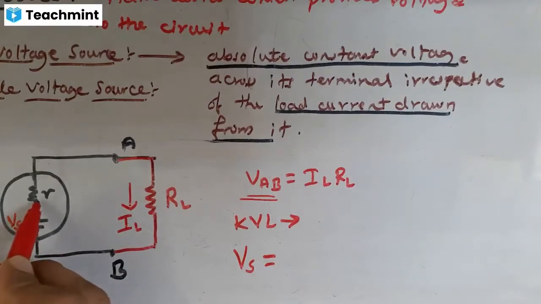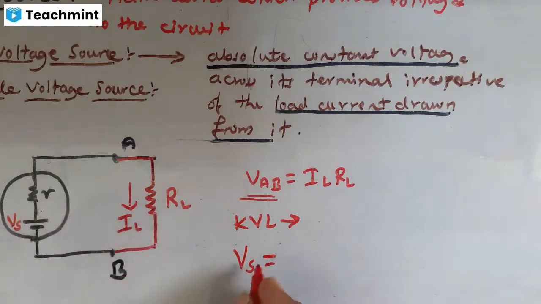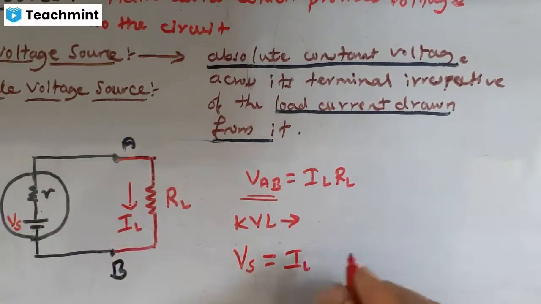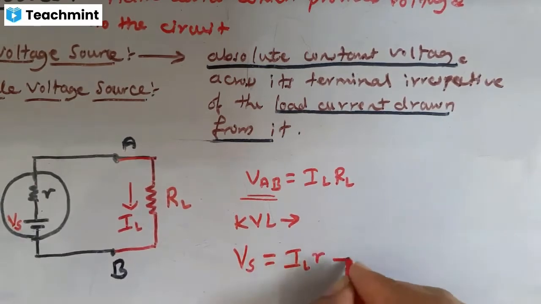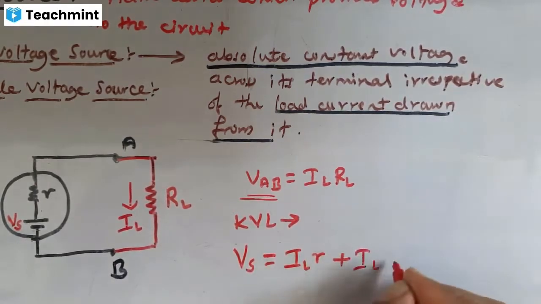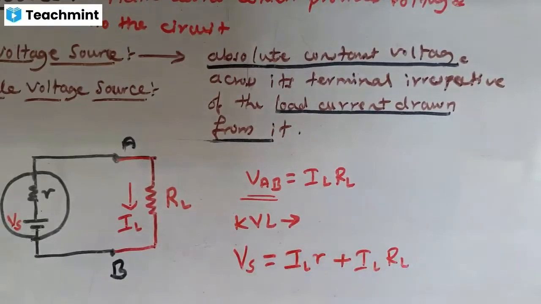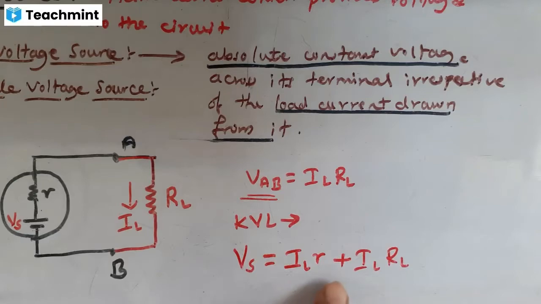IL is flowing in R also and RL also. So Vs equals to IL into small r plus IL into capital R. This is what your KVL is. In the last class we have studied this. The EMF, whatever EMF source is there, that is equal to what? Sum of the products of IRs. Okay, I into R, and whatever IRs are there, you have to sum them up and equate it to the EMF source. That is Vs here.